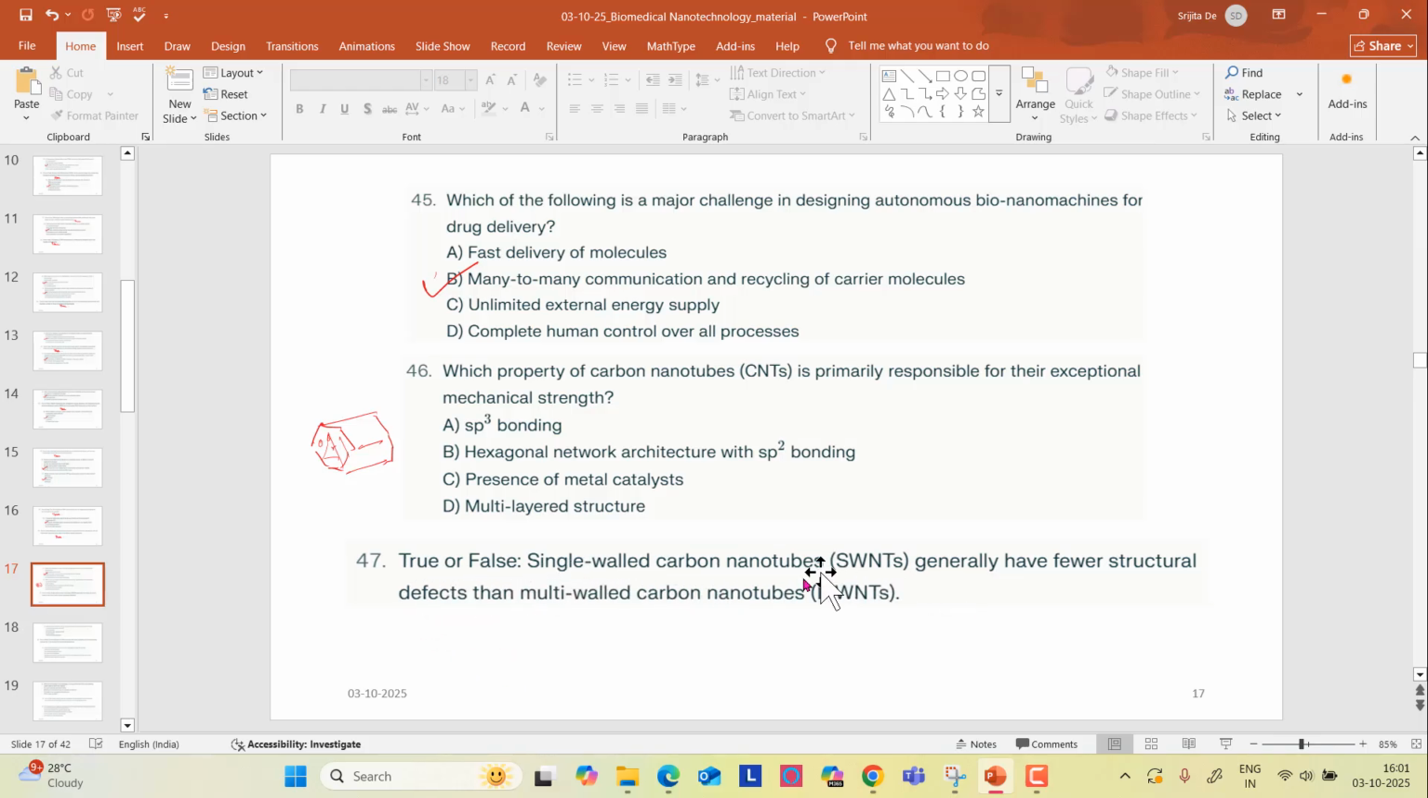Next is, single-walled carbon nanotubes generally have fewer structural defects than multi-walled carbon nanotubes. So the answer is B and D, the previous question. Actually, there are two types of nanotubes, right? Single-walled and multi-walled. Multi-walled is a multi-layered structure, you can say. But in single-walled, it is only a single layer. But the basic mechanical strength is provided by a hexagonal network. So I think it will be only one. Option B only.